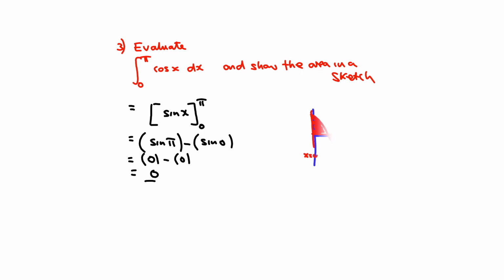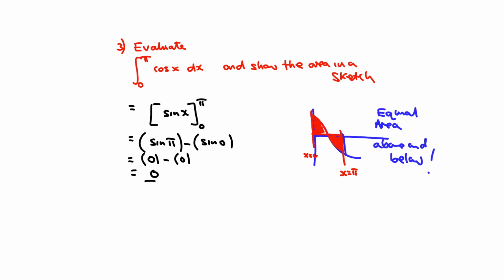Now show the area in a sketch. That's the cosine graph, and that's why you're getting 0 there. Remember, we looked at this type of example in class 2. The area above the graph and the area below the graph are identical, so they're cancelling one another out. That's why you're getting 0.